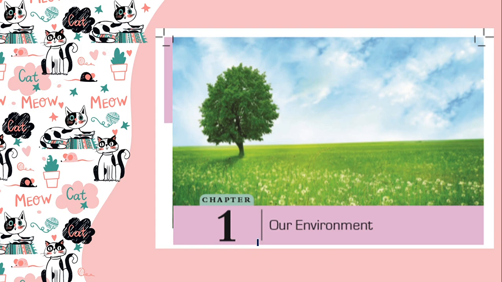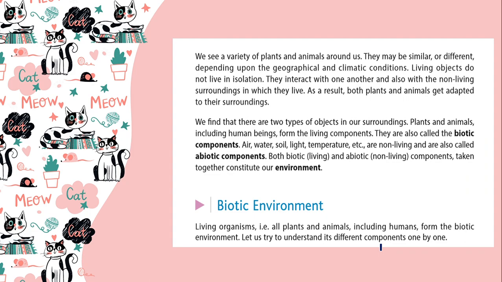So the chapter name is Our Environment. So what is environment? Let's have a look. We see a variety of plants and animals around us. I'm sure you must also see them. They may be similar or they may be different depending upon the geographical and climatic conditions. Now what is the meaning of this line that I just read?